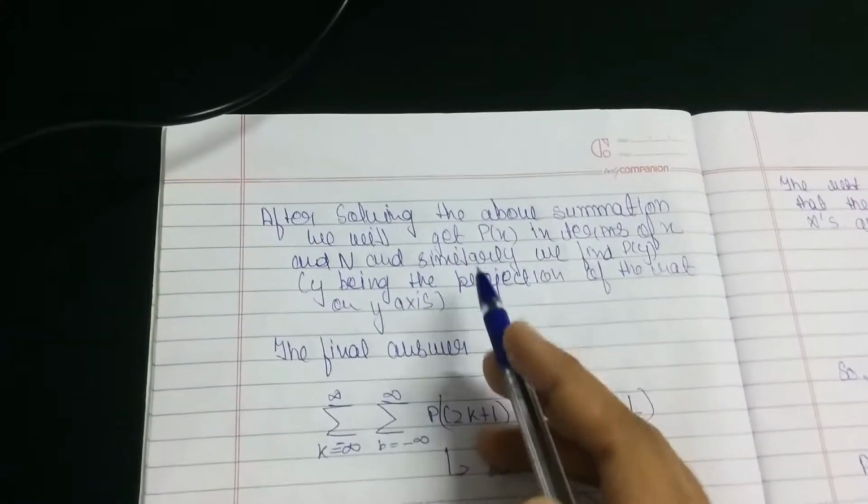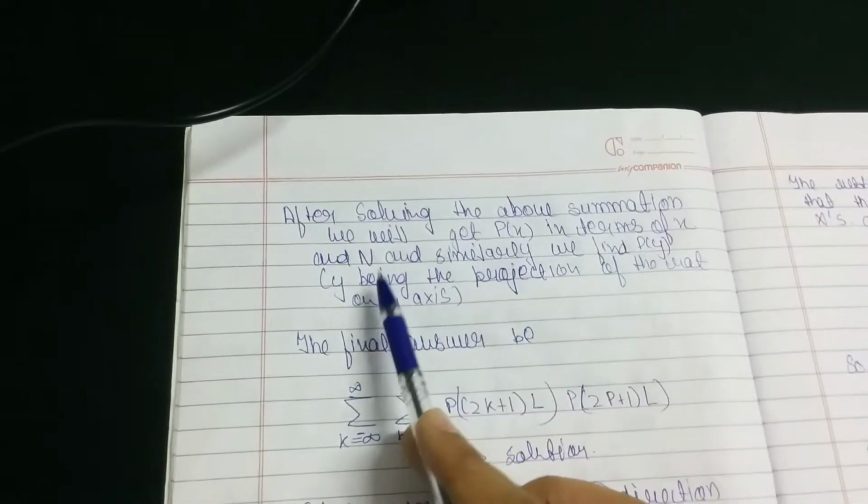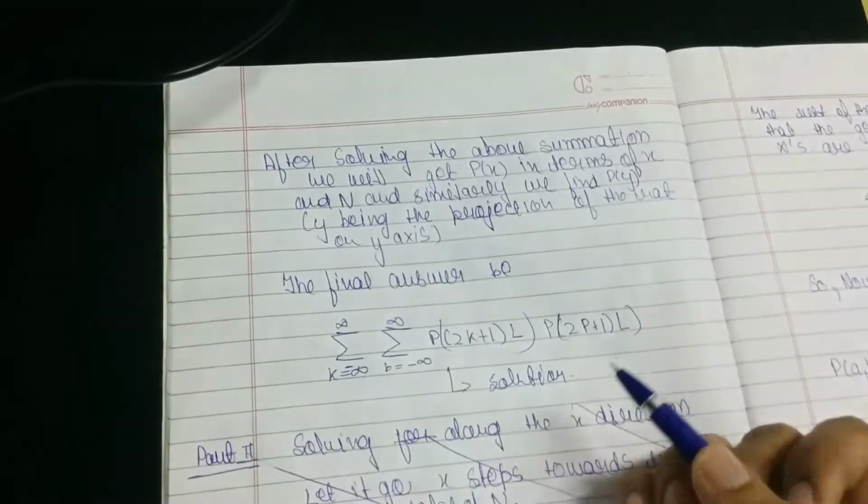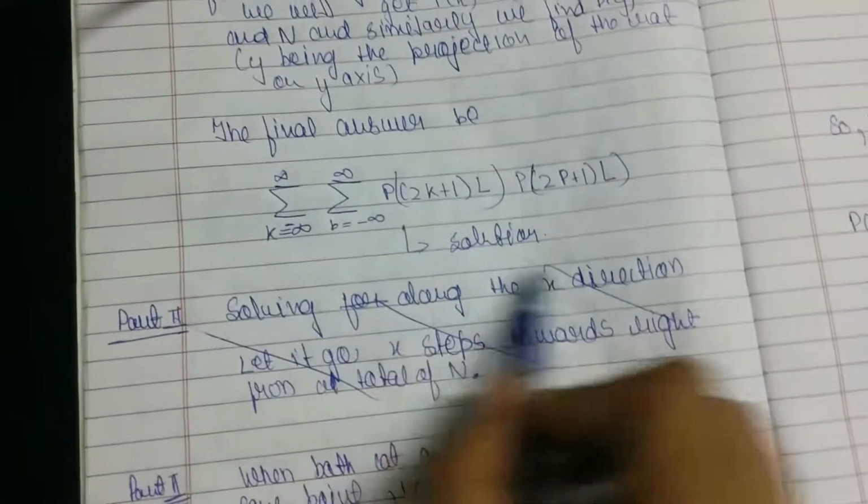We can solve this problem, and the summation will give us p of x in terms of x and n, and similarly we will have it for y, and our final answer will be this.